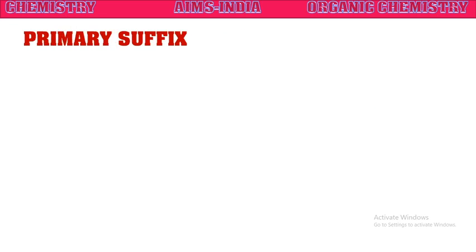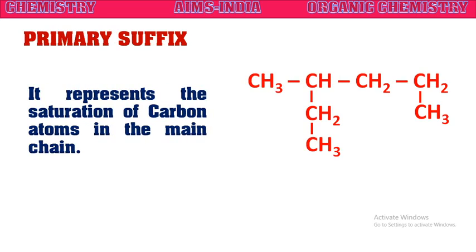Next, primary suffix. This primary suffix represents the saturation of carbon atoms in the main chain. Suppose all the carbon atoms have single bonds between them, then the primary suffix is given as ANE. If at least one double bond exists between the carbon atoms, then the primary suffix will be ENE. In the other case, if at least one triple bond exists, then the primary suffix is given as YNE. Now, in the given compound, there exist only single bonds between the carbon atoms. So, the primary suffix is ANE.